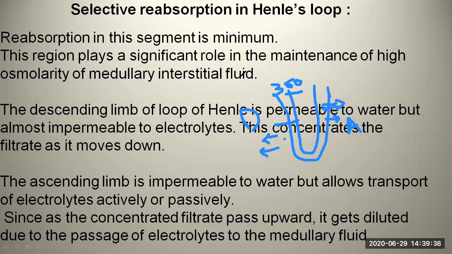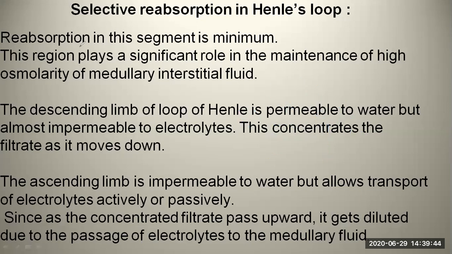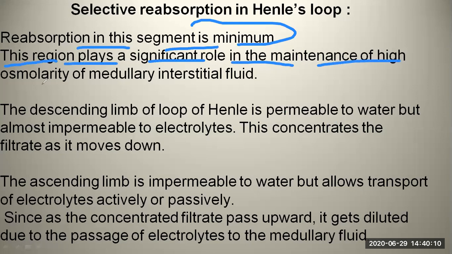And now I'm going to discuss this slide. In the slide you can read, they have given that the reabsorption in this segment is the minimum. Here we have to see, in the case of the PCT, proximal convoluted tubule, there is the maximum reabsorption, but in this region, the loop of Henle, very least reabsorption takes place. This region plays a significant role in the maintenance of the high osmolarity of medullary interstitial fluid. You should know the loop of Henle has a very important role in maintaining the osmolarity of the filtrate.